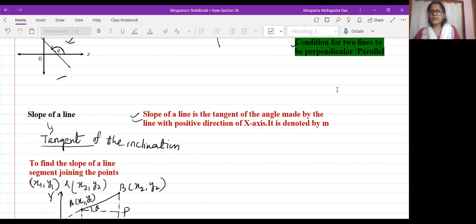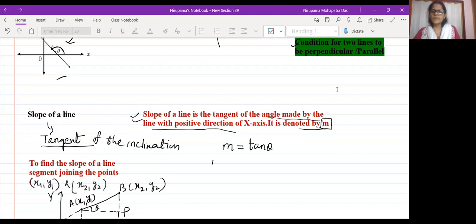Slope of a line is the tangent of the angle made by the line with positive direction of x-axis. The angle made by the line with positive direction of x-axis, we call the inclination of the line. So the tangent of that angle, right? And slope of the line is denoted by m. So it means if theta is inclination, slope m equals tan theta.